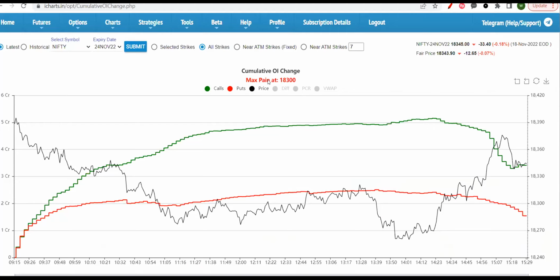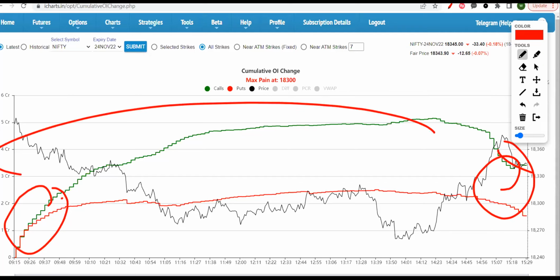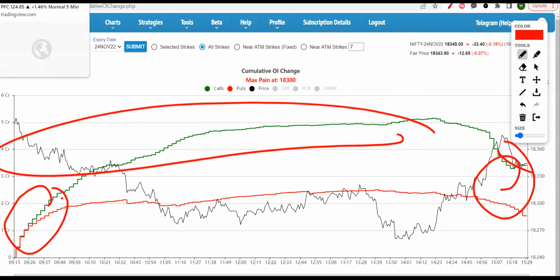Cumulative OI means the OI of all the call options and all the put options is added here, and the change in OI is represented here. And as you can see, you must understand that in the initial 10-15 minutes, the OI for both calls and puts is increasing. Similarly, in the last 10-15 minutes, the OI of both calls and puts is decreasing. In between, we have different scenarios depending on what the day is and how the market is shaping on that day.